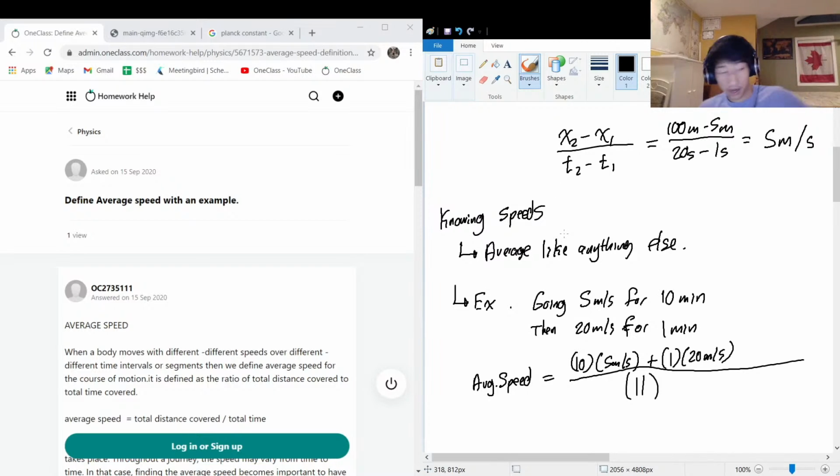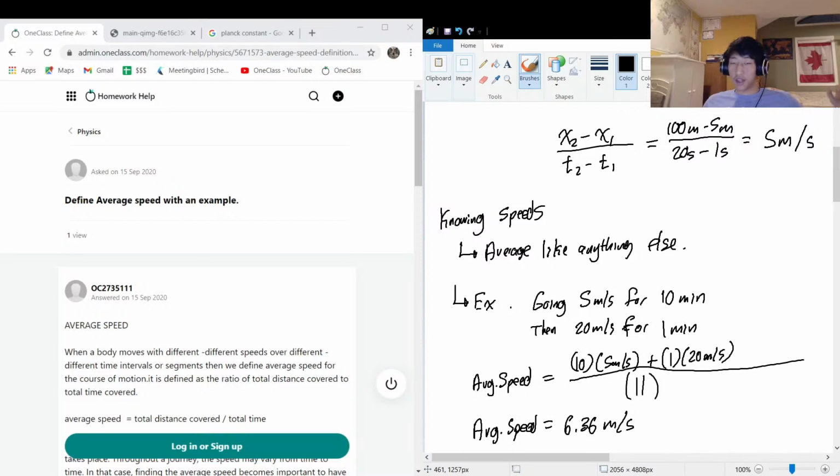And we would have something like this. So it'd be 50 plus 20 divided by 11. Divide 11, and we get our average speed is equal to, whoops, 70 divided by 11 is going to be equal to 6.36 meters per second.